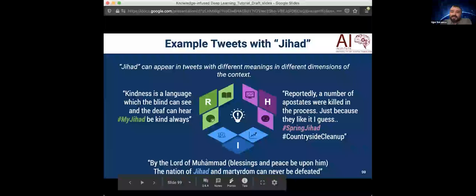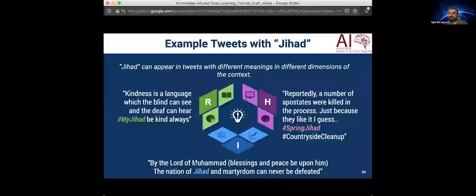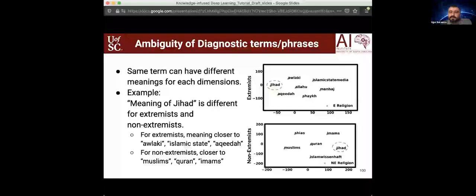And then there is the ideological context. So the jihad is just about the nation or some political organization, and this is jihad for them. So how do we distinguish them from each other, and how can we approach this problem?